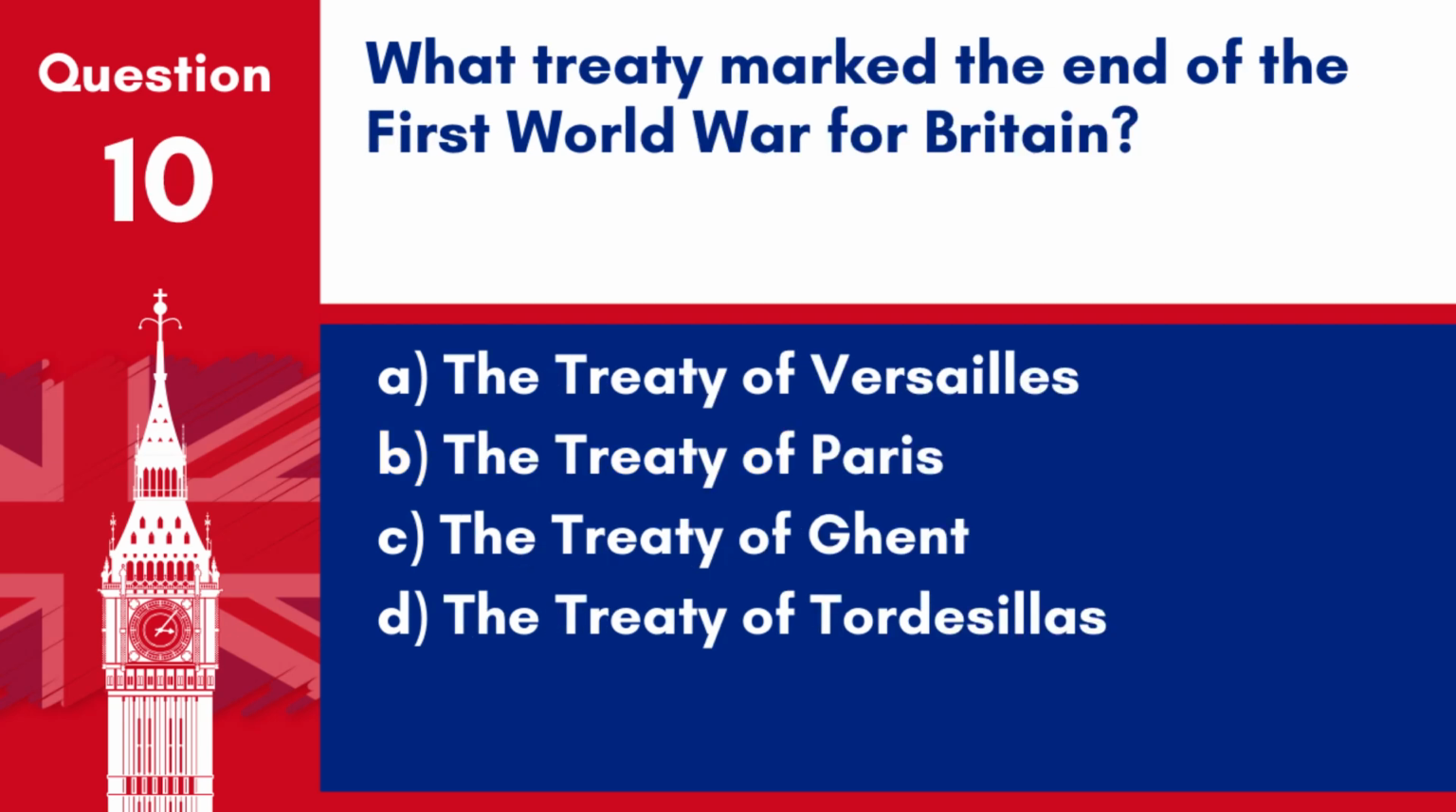Question 10. What treaty marked the end of the First World War for Britain? A. The Treaty of Versailles, B. The Treaty of Paris, C. The Treaty of Ghent, D. The Treaty of Tordesillas. Answer: A. The Treaty of Versailles. The Treaty of Versailles marked the end of the First World War for Britain and its allies.